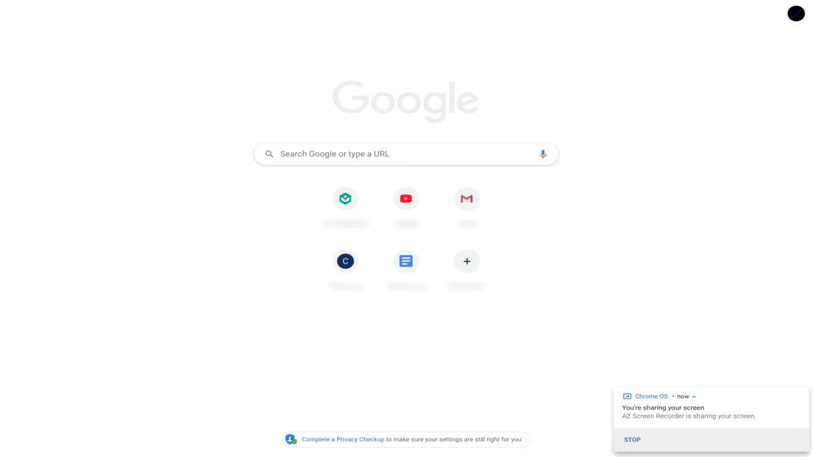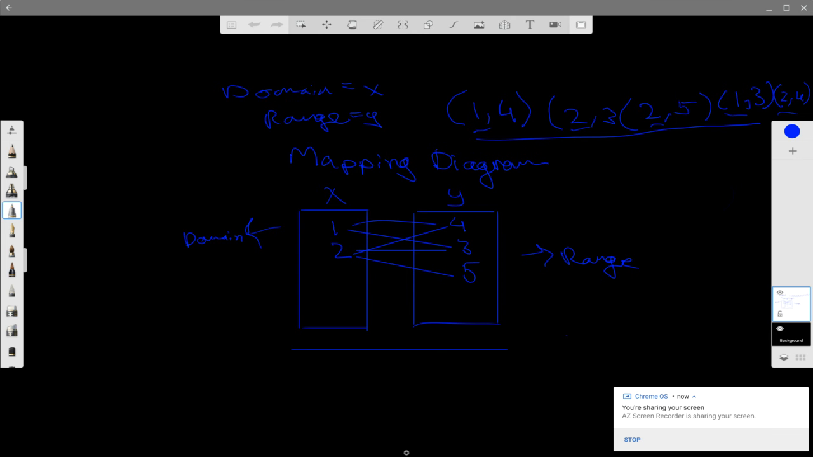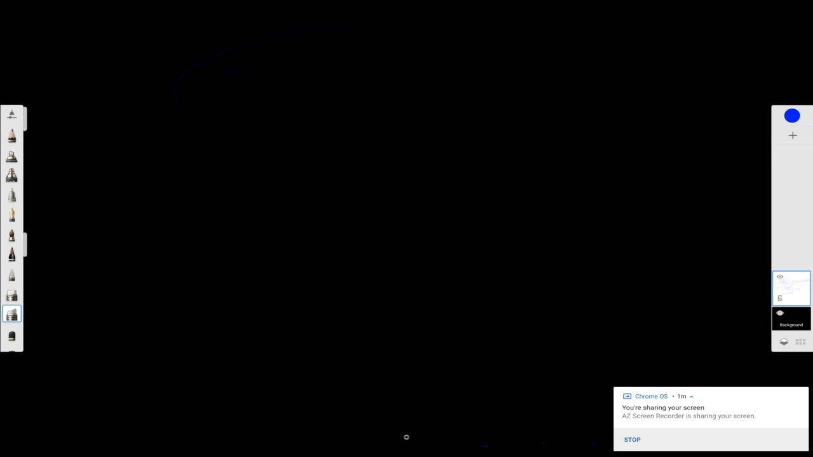So, I'm gonna go here. And something I want you to remember is that domain is x, and range is y. These two things are very important that you have to remember, and so is the whole mapping diagram. Okay, so just gonna go ahead and erase this. Okay, so we've got that done. Let's go back to pen, and let's get started.